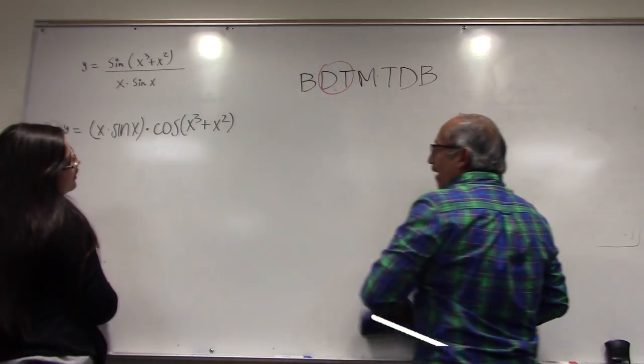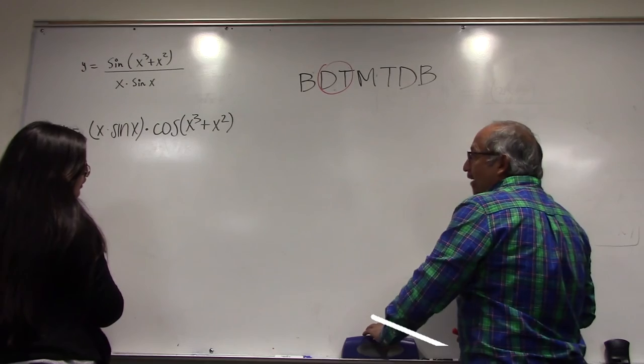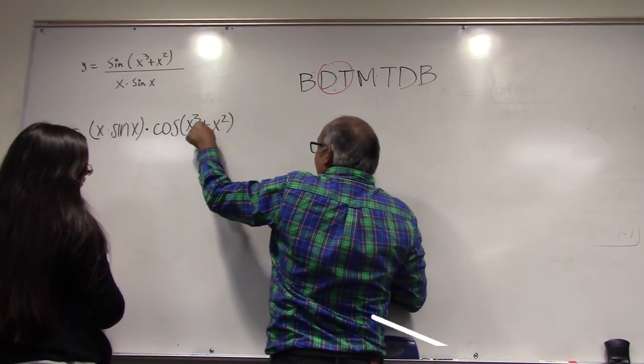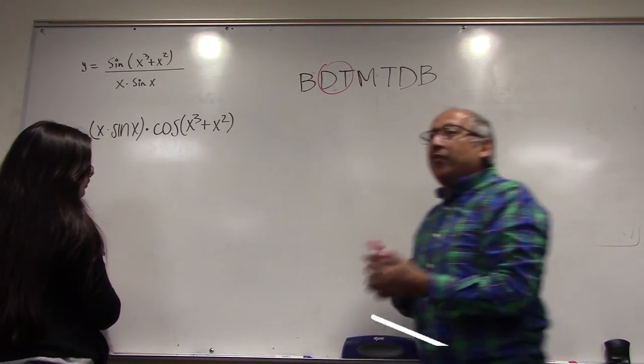Except that, she was going to put minus. You would be right if this were an x. This is cosine of x, and you're right. But it's not an x, it's something complicated. Therefore, you need to do something.